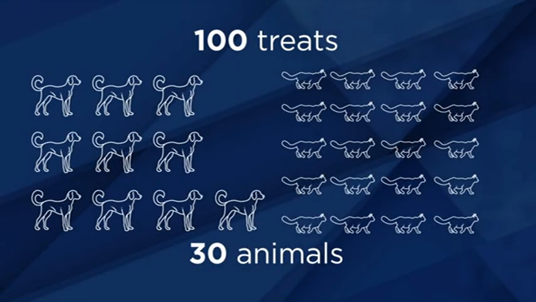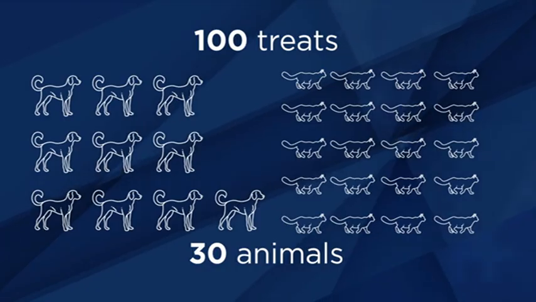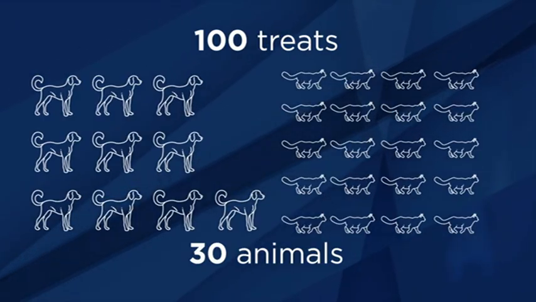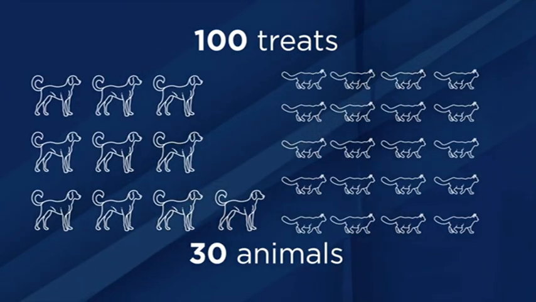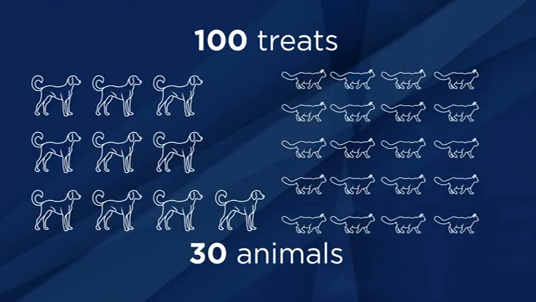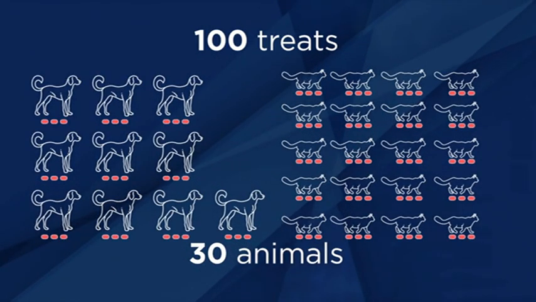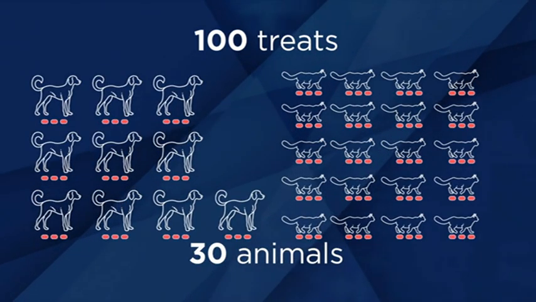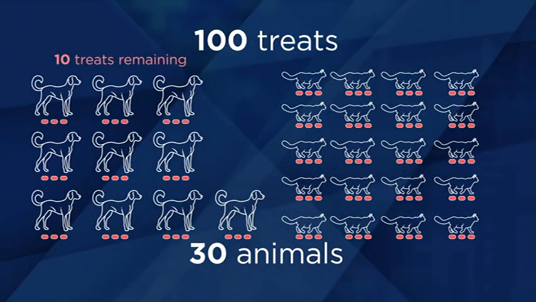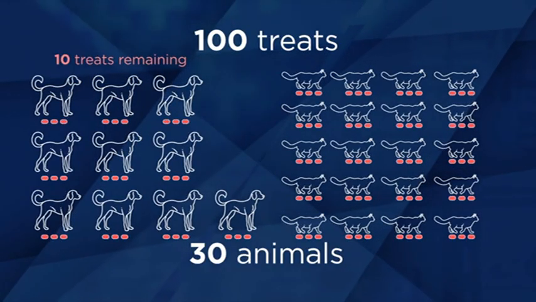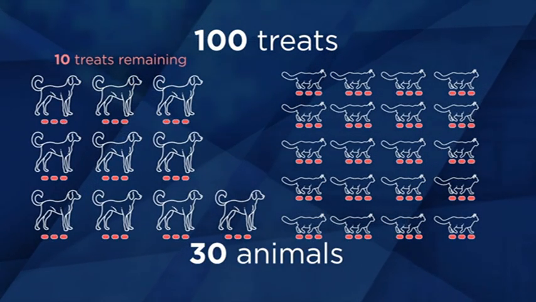So, we have a group of 30 dogs and cats and 100 treats to divide among them. Cats get 3 treats and dogs get 4 treats. We need to work out how many dogs and how many cats there are without writing down any equations. Here's what you could do. Start by giving all the animals 3 treats. Since there are 30 animals, that accounts for 90 treats. But each dog has 1 more treat coming to him. And since there are exactly 10 treats remaining, that means there are 10 dogs and 20 cats.